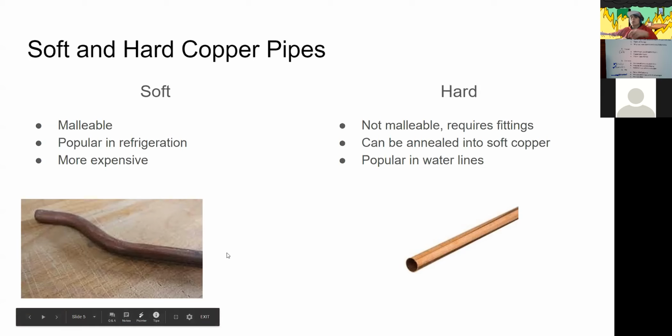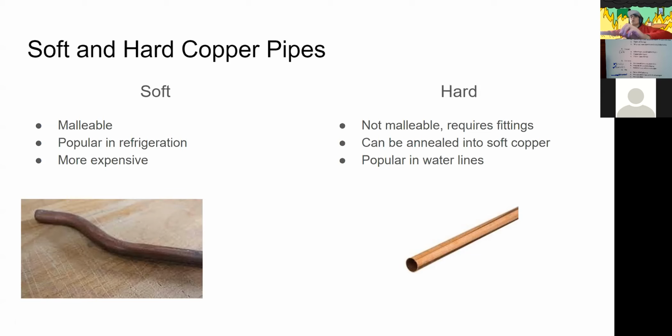It's popular in refrigeration because you don't have to use as many fittings to get it to work, but it's also more expensive than hard pipes because you have to anneal it and there's a whole process it has to go through. Hard pipes are not malleable and require fittings, but they can be annealed into soft copper pipes, and they're popular in water lines.